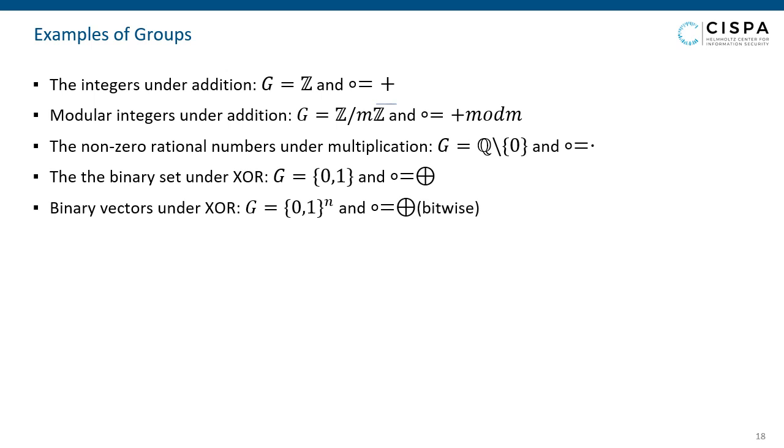The last example are binary vectors under XOR. Here our set G is all binary strings of length n, and the group operation is bitwise XOR. And again, the identity element is just the all 0 string, whereas an inverse of an element A is just the element A itself.